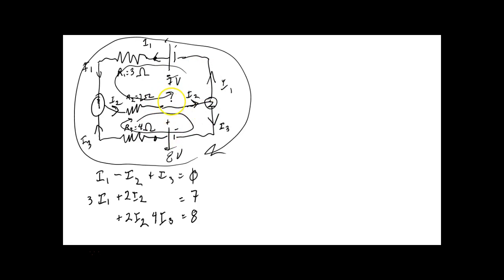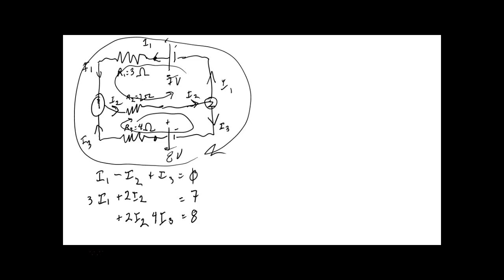In other words, I would have said it's equal to minus 7 plus 8, so that would have been a plus 1. That would have been awkward. This is much cleaner.